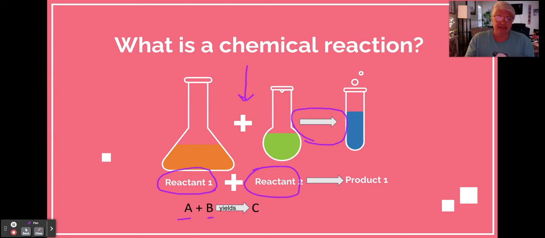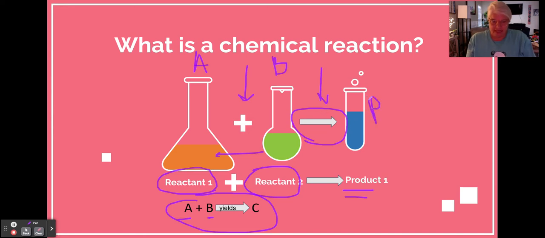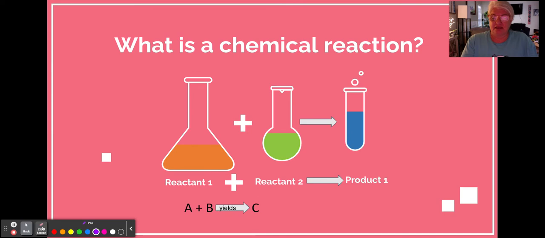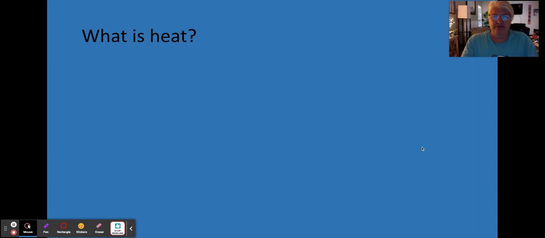When we say it as a reaction, we say it yields. So if you look down here, A plus B yields C. Here I have A plus B, and it's going to yield a product. The product is always going to be to the right of the arrow, and the reactants are always going to be to the left of the arrow. In chemistry, we say the word yields rather than equals because it makes that new chemical. All right, so now we have the terminology down.